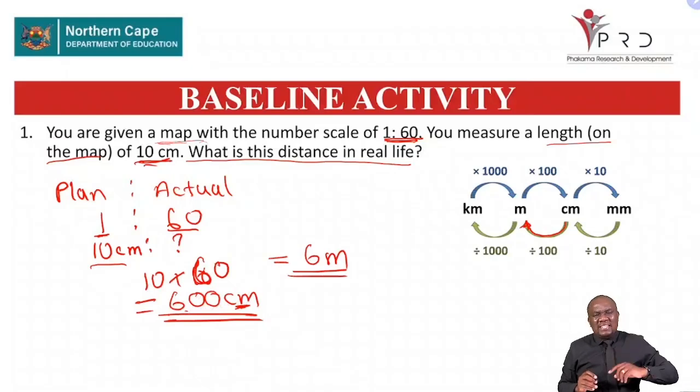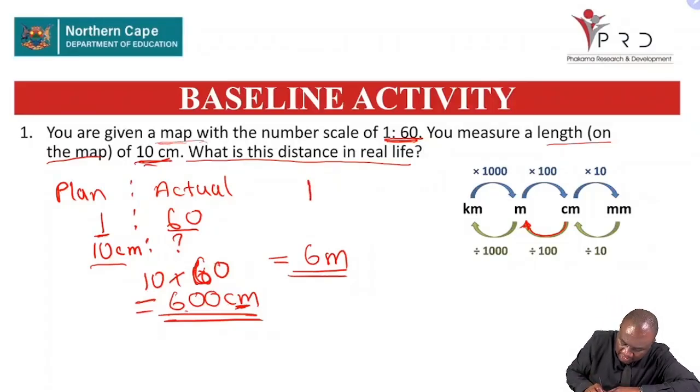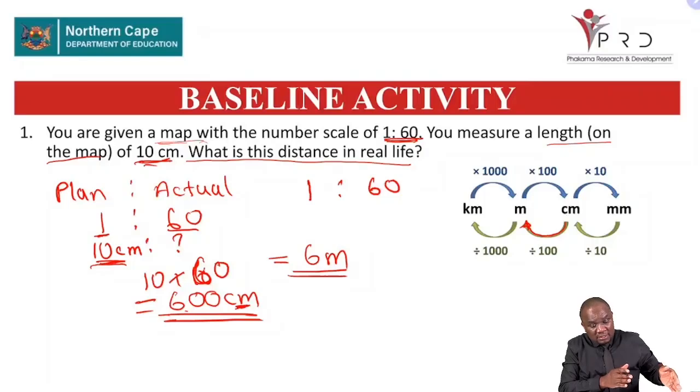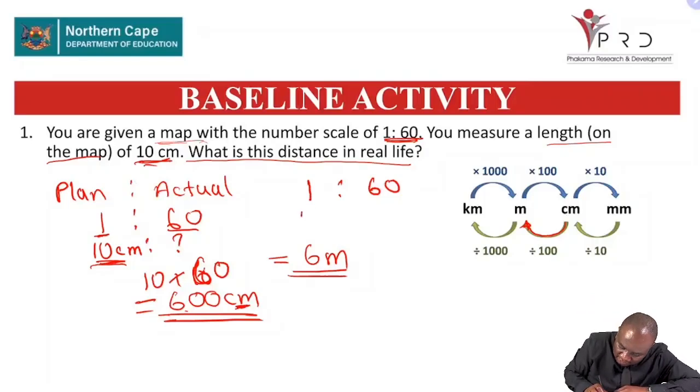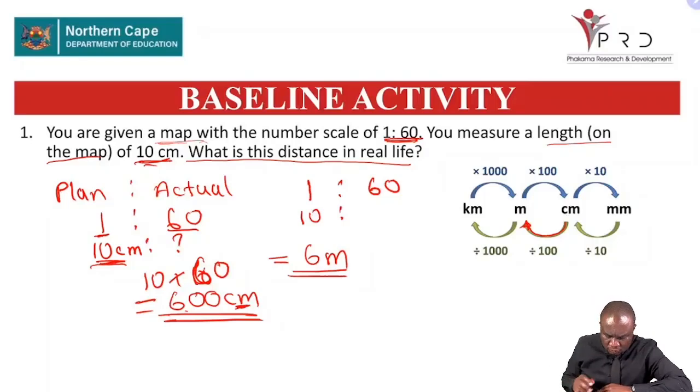Okay, but there's another way. This one will never go wrong. You don't even need to think. You write now, this is the plan or the map is to actual. 10 centimeters, what is it? Is it the length on the map, or actual? It is on the map. Write it underneath the map. We don't like X sometimes. Let me put another value which is not X. Let me just put, this is the distance in real life. Let me use D for distance.